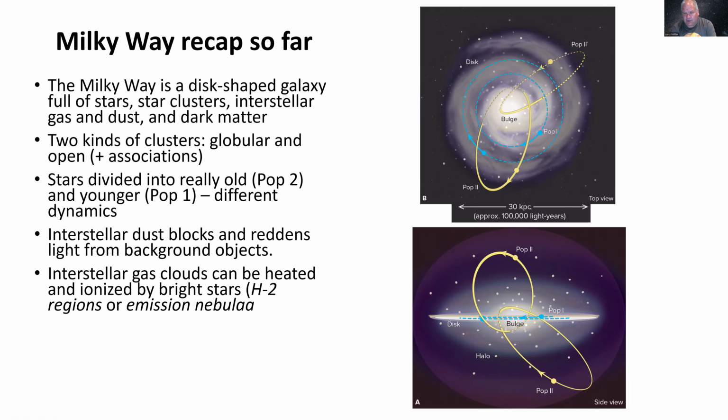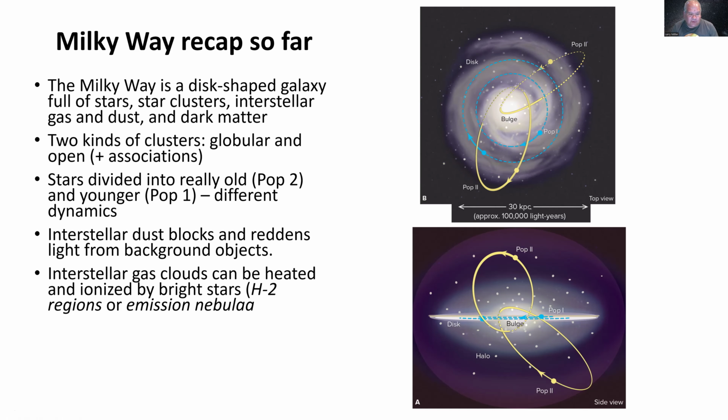Remember, in the last lecture we learned that the Milky Way, where we live, is a disc-shaped galaxy full of stars, star clusters, interstellar gas and dust, and dark matter. There are two general kinds of star clusters: globular ones, with a whole lot of stars pushed together into a spherical shape, and open clusters that are more spread out and not as big. And then there are also stellar associations, where the stars are not gravitationally bound to each other, but are loosely in the same part of the sky.